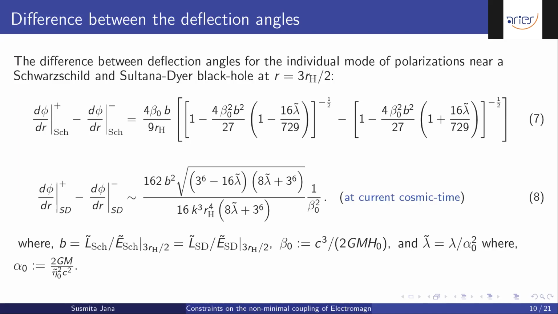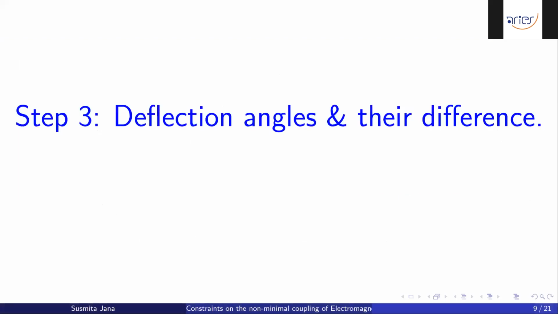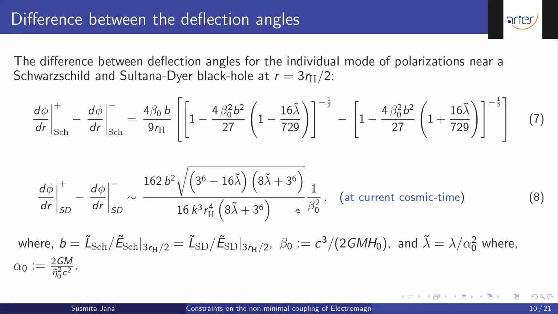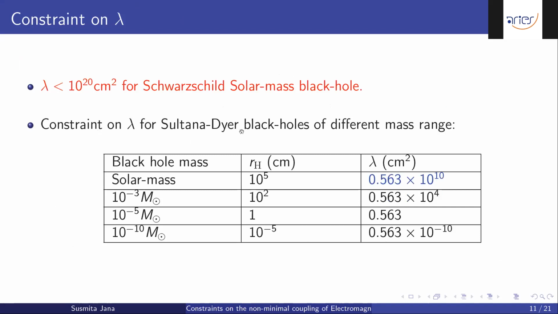Yes, so you said previously also there were some different constraints, which was of order 20. So how are they different, because you are also using Schwarzschild, and they are also using Schwarzschild? Yes, for Schwarzschild, this is the value, but for the Sultana-Dyer black hole, I am getting a different value that is of order 10 to the power 10. Okay, the black holes are different.